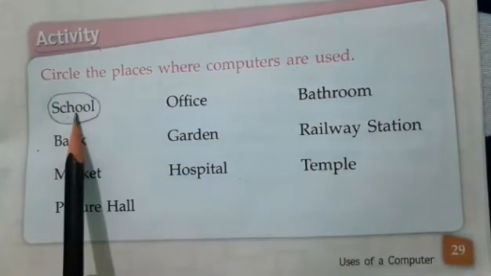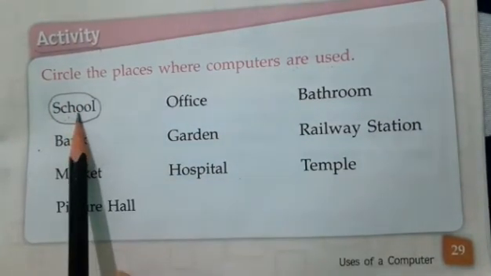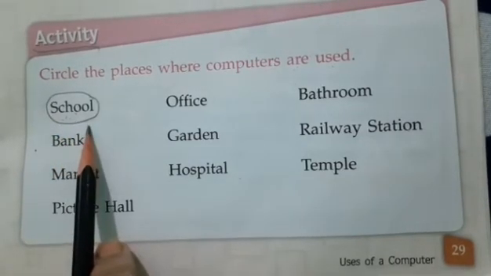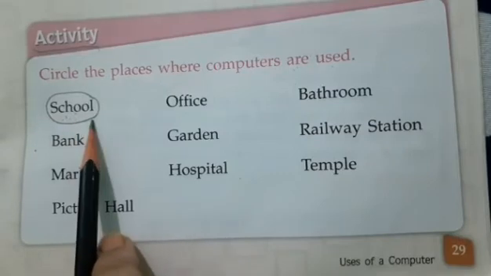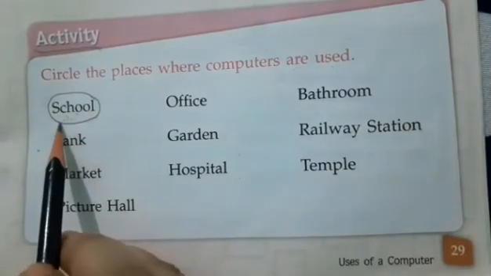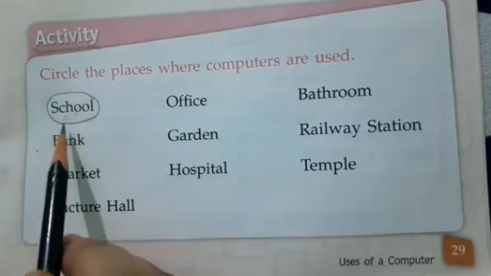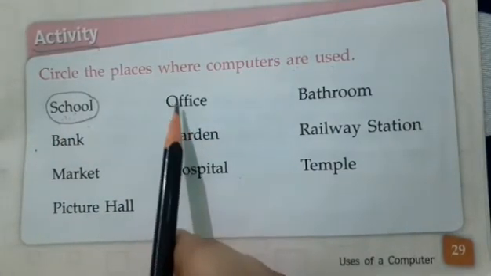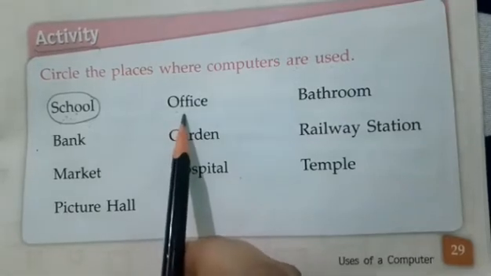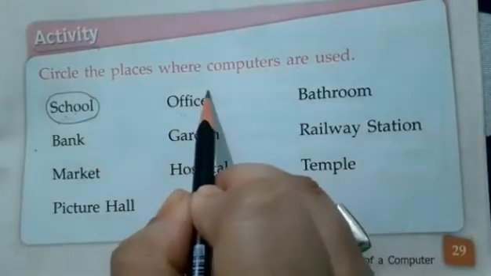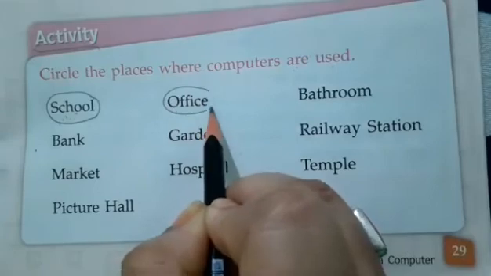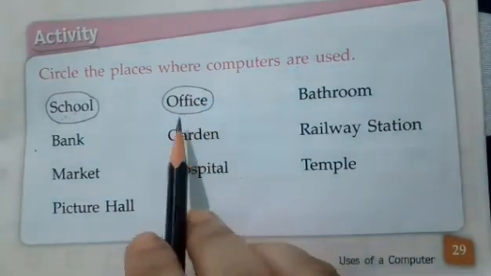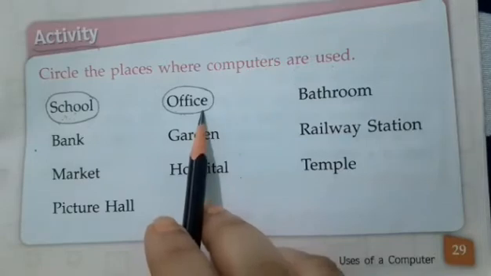Children, at school, computers are used for teaching. We teachers also use computers to make question papers, to make worksheets. So school is a place where computers are used. Now come to the next one. It is written office. What is written here? Office. Now children, computer can be used in offices also. Yes, it is used to type letters and reports and also sending messages.